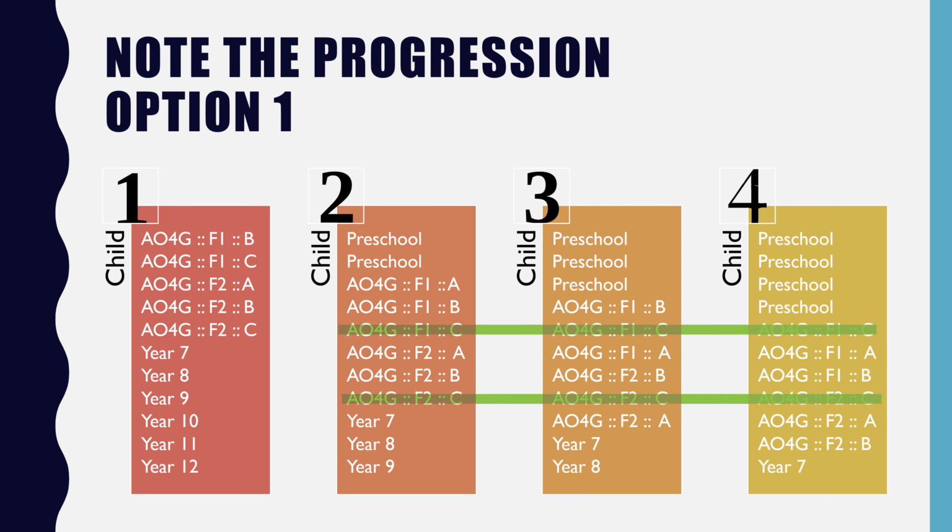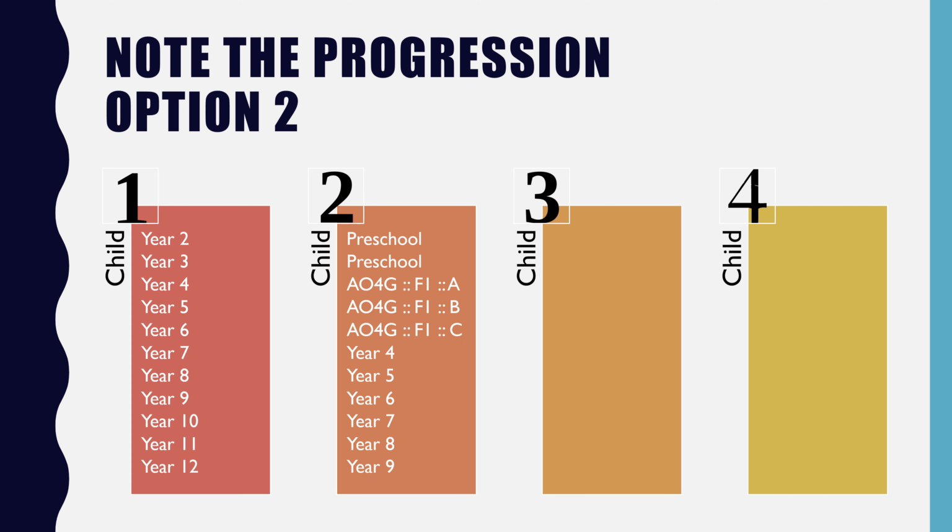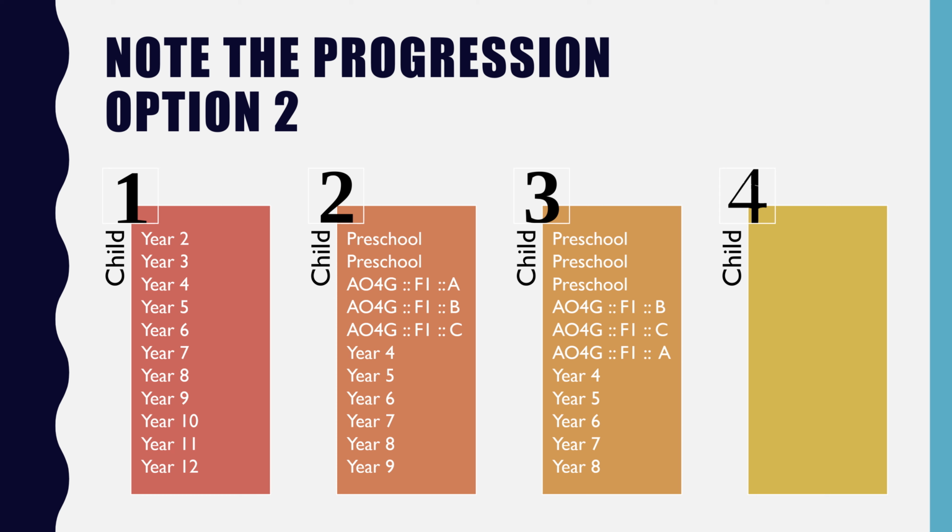Okay, so let's look at option 2 though. Option 2 is, you know, this child just does straight AO years. Never going to be combined, so there's no reason to do groups. Perfectly valid option. Now we say here, you look, the goal was to get them independent by Year 4. They're independent by Year 4. They start doing their own individual years. That works. So then the combining is just happening right here, right?